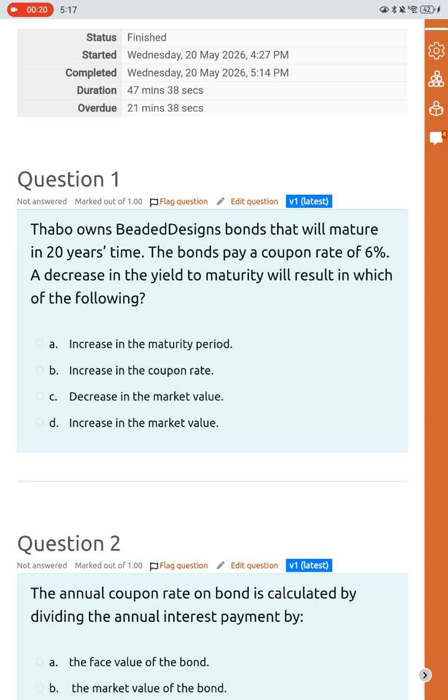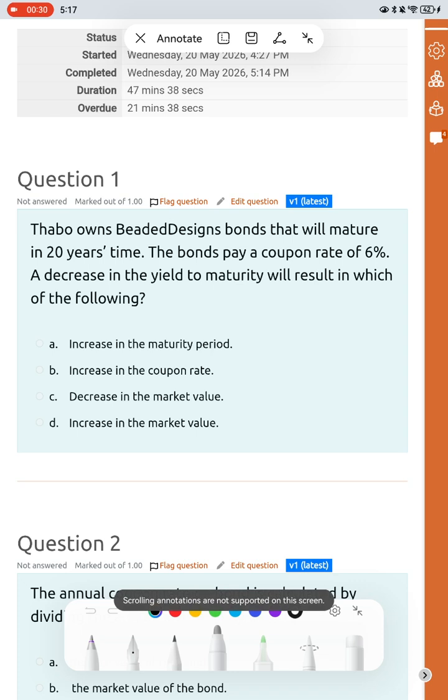So the first question says, Tabo owns bonds that mature in 20 years' time. This means that Tabo will receive bonds in 20 years' time. That's when the bonds that he invests today will have matured. The bond pays a coupon rate of 6%. So this is what Tabo gets every year, 6% of the investment that he made, right?